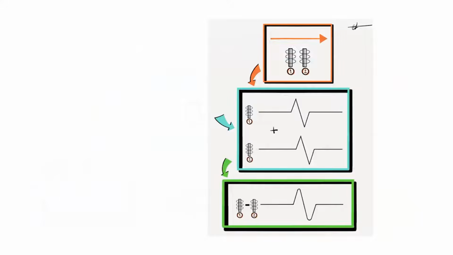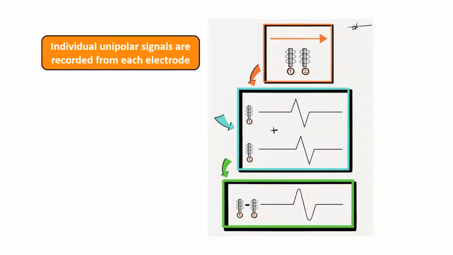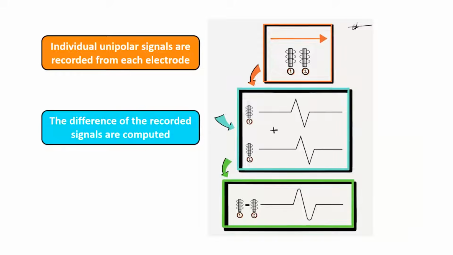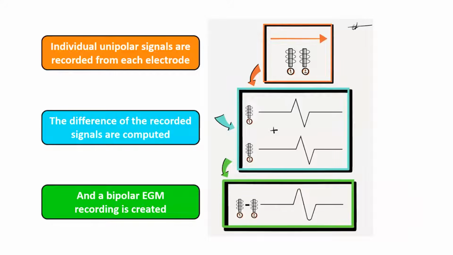Now while we've talked about unipolar recordings, the majority of the time our electrogram monitor displays bipolar recordings. And these bipolar recordings are created based on the individual unipolar signals that are recorded, just like we went over. Now, the signals between the two paired electrodes are subtracted from one another and used to generate a bipolar electrogram.